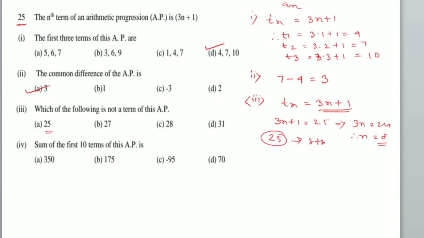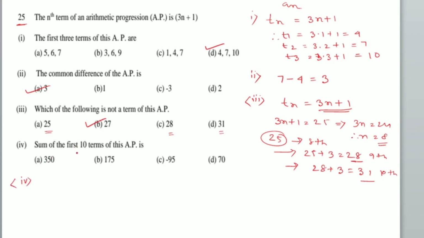Now the next term. Here common difference is 3, so the 9th term will be 25 plus 3, that is 28. Then the next term will be 28 plus 3, it will be 31, the 10th term. Therefore 25 is a term of the AP, 28 also is a term of the AP, 31 is also a term of the AP. Only 27 is not a term of the AP. So this is the right option.